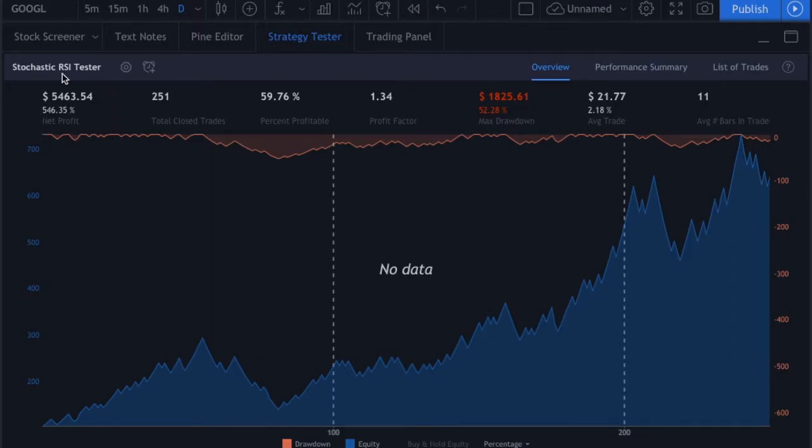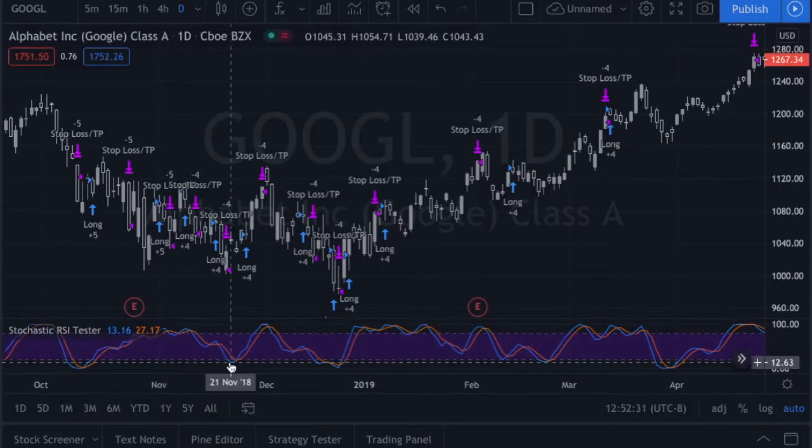So what we're trying to do is beat 546%. And if we could beat any of these other data points as well, then that's pretty good. So we're trying to beat the 59% profitable, we're trying to not have a 52% drawdown, and maybe even a bigger average trade than 2.18%. But really the main thing we're looking for here, at the very beginning while we're testing these indicators, is the net profit, which is 546% right now. So let's see what happens when the blue line crosses above the top band of 80.